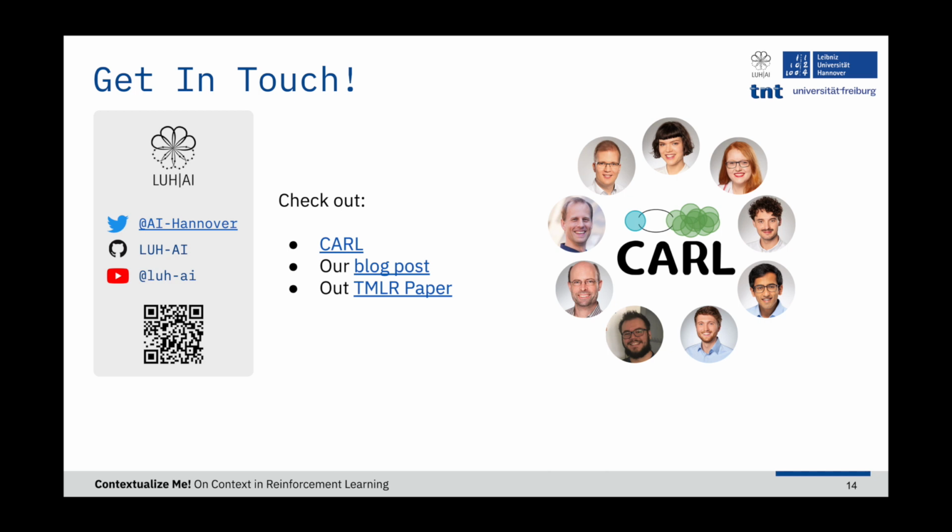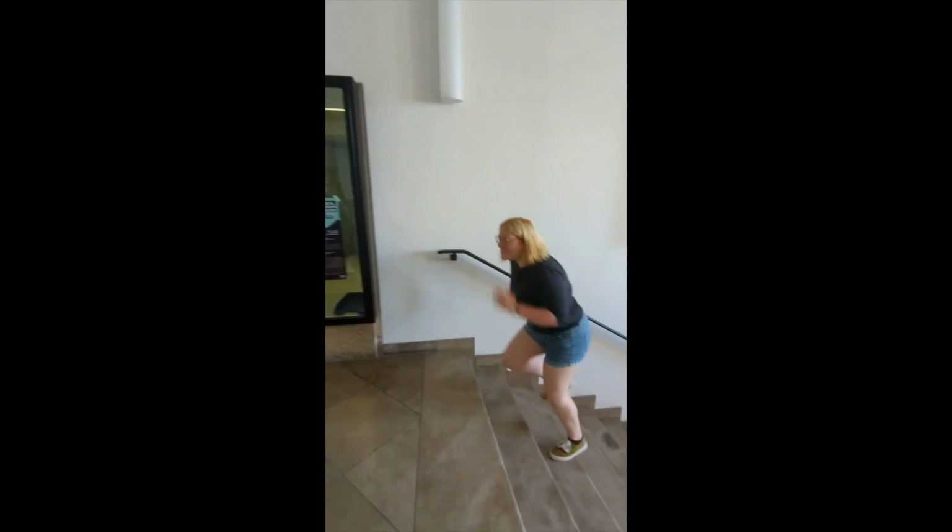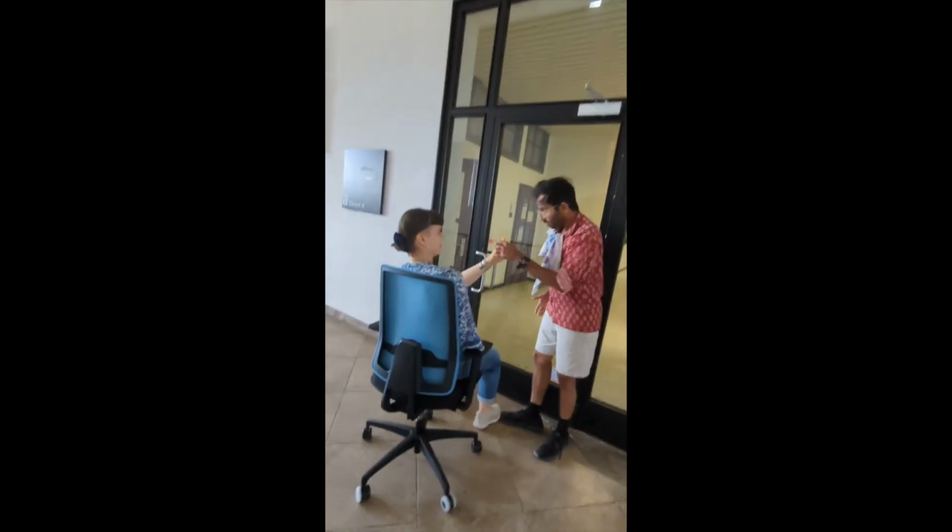Theresa told you how context can help us decompose generalization tasks, and that Carl is a great tool for interpreting generalization performance in contextual environments. You can learn more about both in our TMLR paper Contextualize Me. So do your agent a favor and give it a bit of context for its task. It might reward you with better performance.